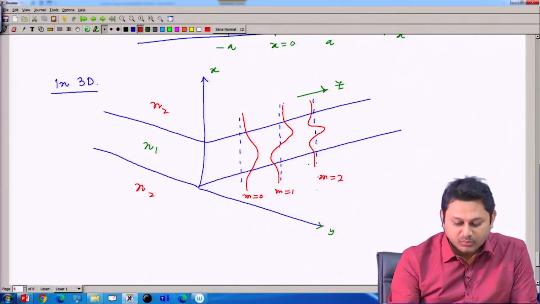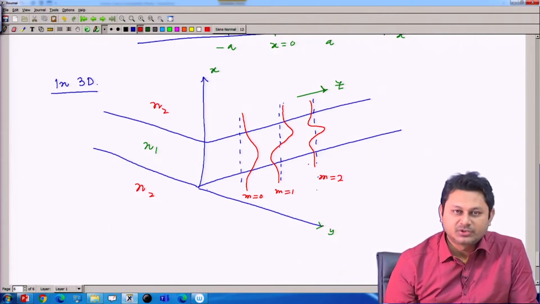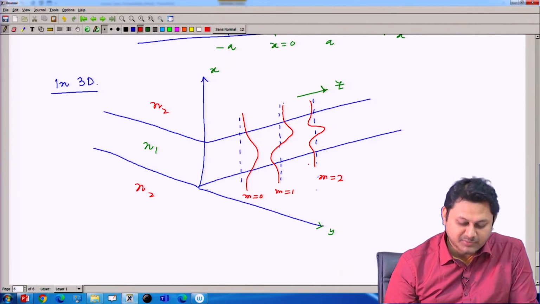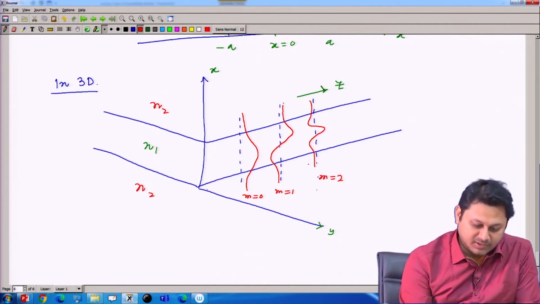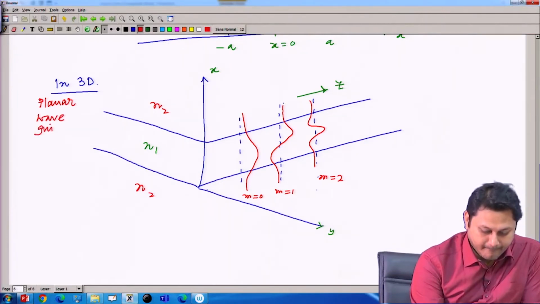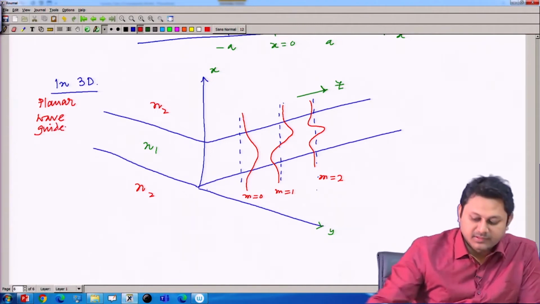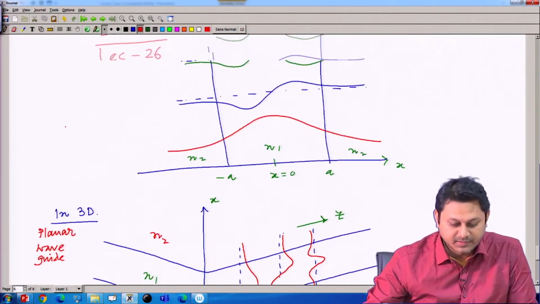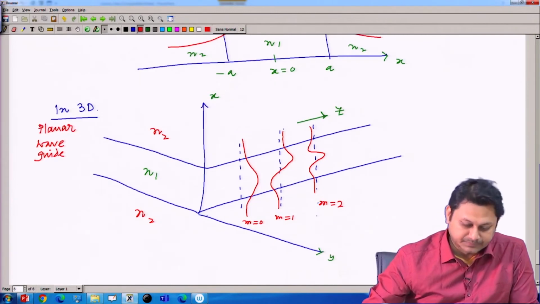So, these are the way the modes should be distributed, and it should look like this when it is propagating in a waveguide, in the planar or slab waveguide. This is the distribution of the mode.